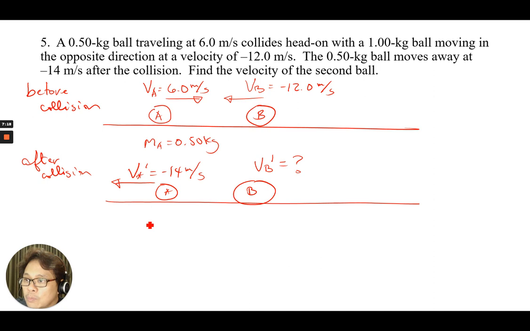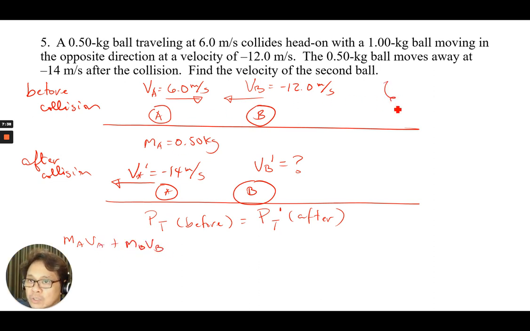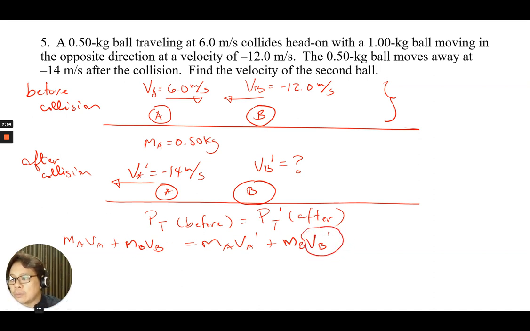You have the total momentum before collision, this is before, equal to the total momentum after collision. Let us expand that. That is MAVA plus MBVB, the total momentum in this situation, is equal to MAVA prime plus MBVB prime. Okay, what we are looking for is this VB prime. Okay, we substitute the values.